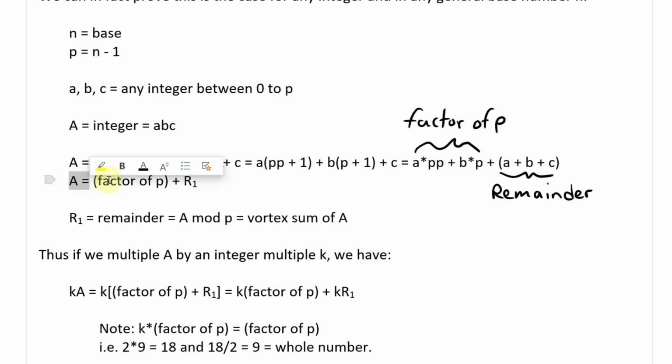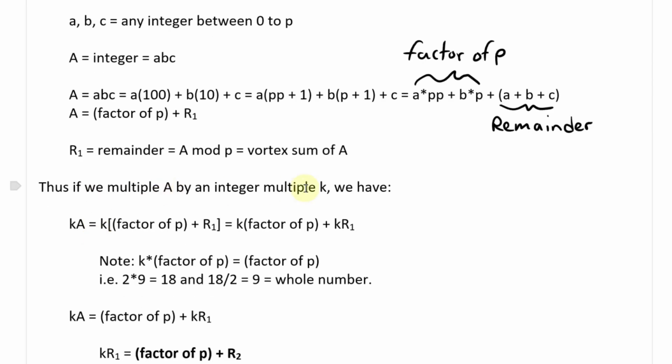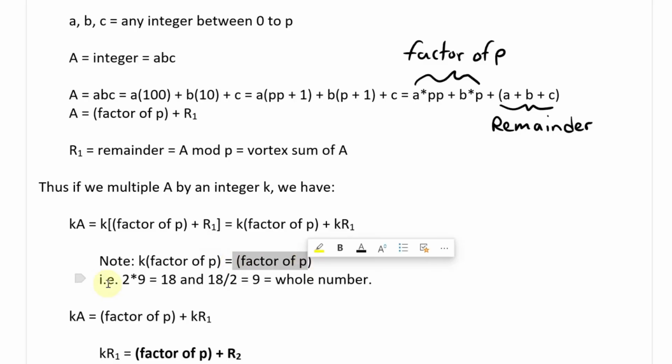So that means our capital A is equal to a factor of p plus, I'll call this R1, because we're going to deal with R2 later. So R1 is just a remainder, and you could calculate that as A mod p, and it's just a vortex sum of A, which I proved earlier. So thus, if we multiply A by an integer k, we have k times A equals k times a factor of p plus R1. We multiply that inside, and we're going to have k times a factor of p plus k times R1. So note that k times a factor of p is just a factor of p still, because for example, i.e.